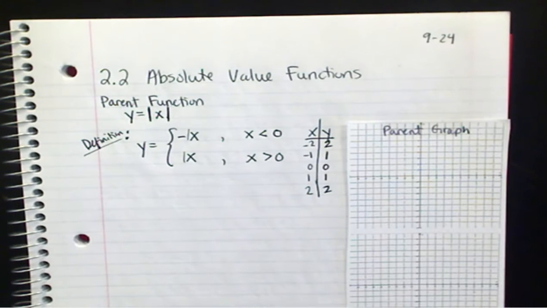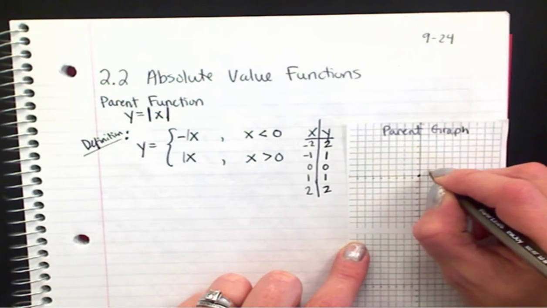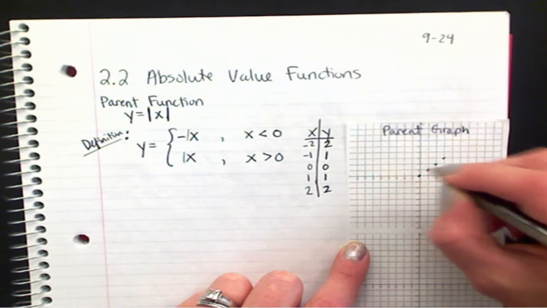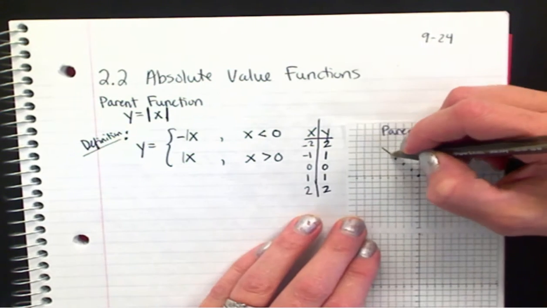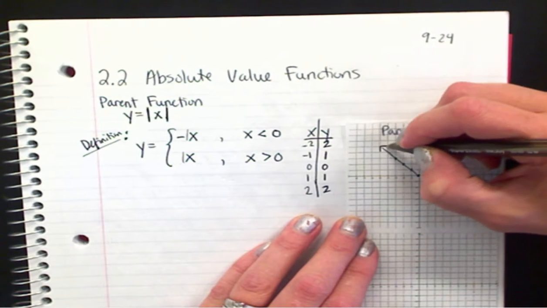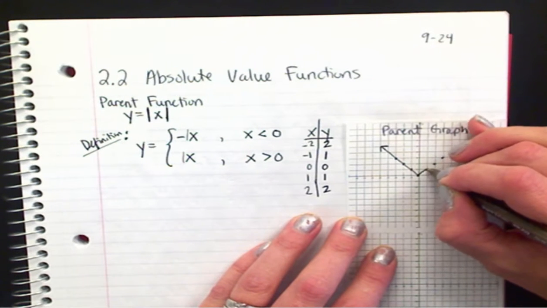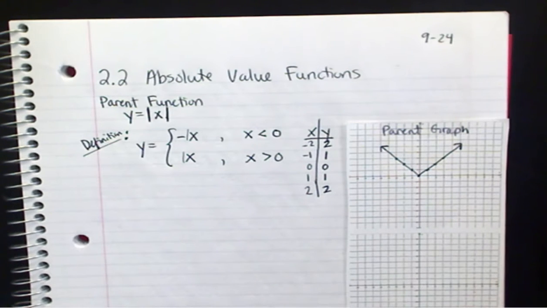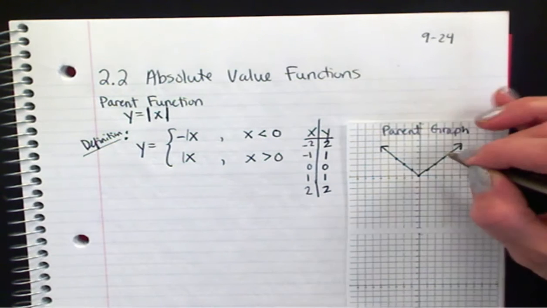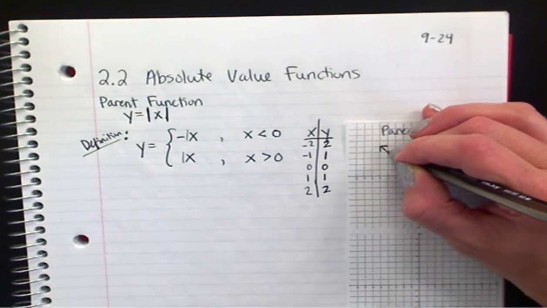Then we're going to take these 5 points and put them on the graph. I'm actually going to put a few more points on the graph. Now notice that in the piecewise definition, those are lines, they are linear, and so I can actually count that slope to get a few extra points on the graph.